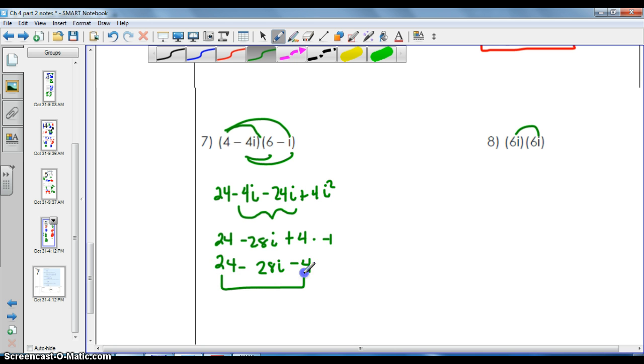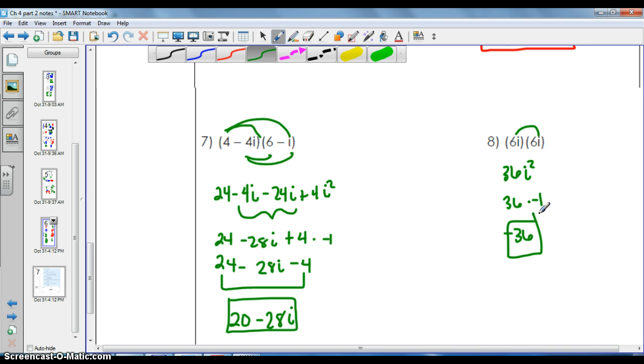And we combine our real parts and put them in front. So that's a 20. 24 minus 4 is 20. And then we keep our negative 28i behind it. All right, the last one, 6 times 6, 36. i times i is i squared. And the i squared becomes a negative 1. So 36 times negative 1 is negative 36 for number 8.